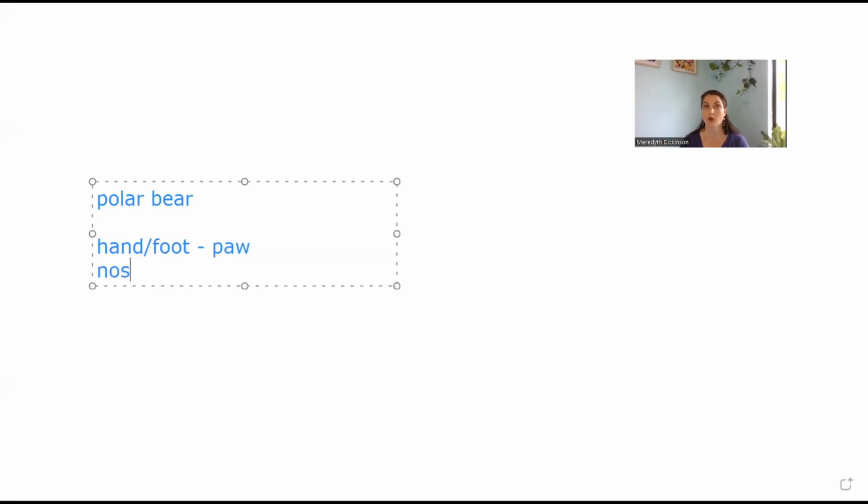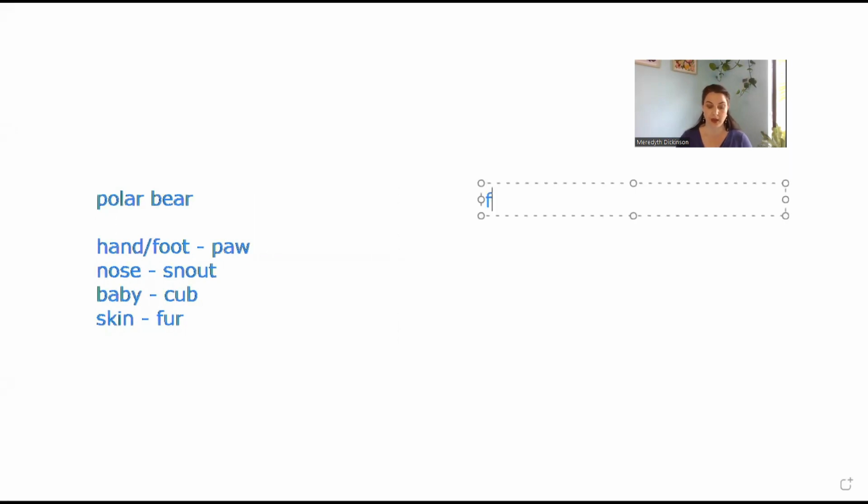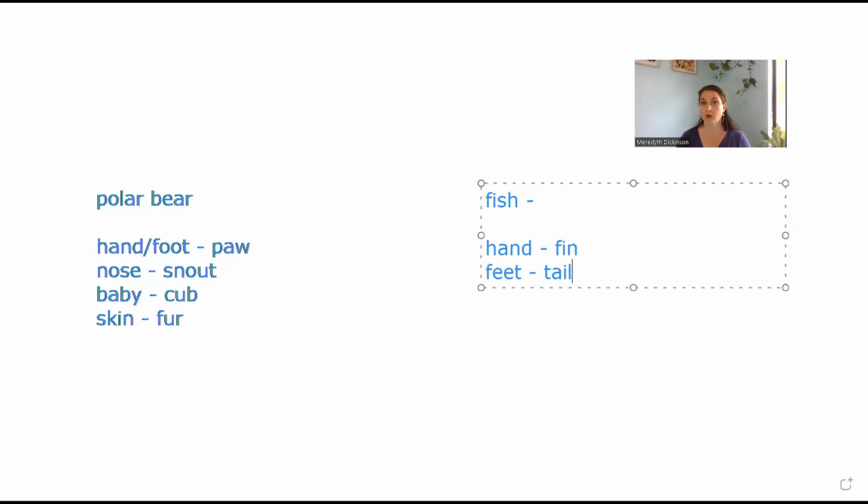So let's have a think about a couple of other animals. Say we were talking about a polar bear. A hand or a foot, they would think of as a paw. A nose would be a snout. A baby would be a cub. Skin would be fur. You could look up the collective term for a pack of polar bears. Another example might be a fish. A hand would be a fin. Feet would be a tail. Lungs would be gills.